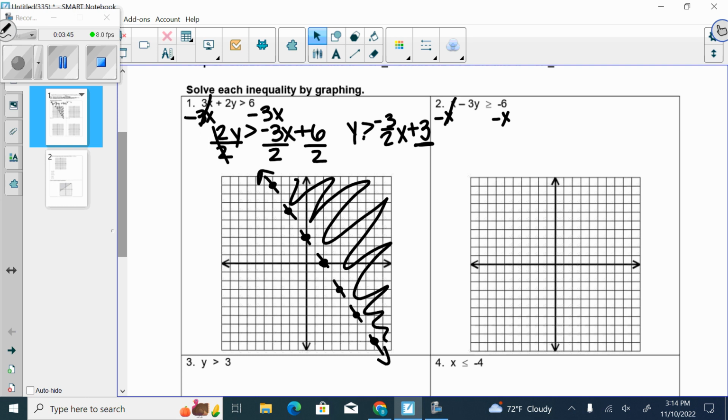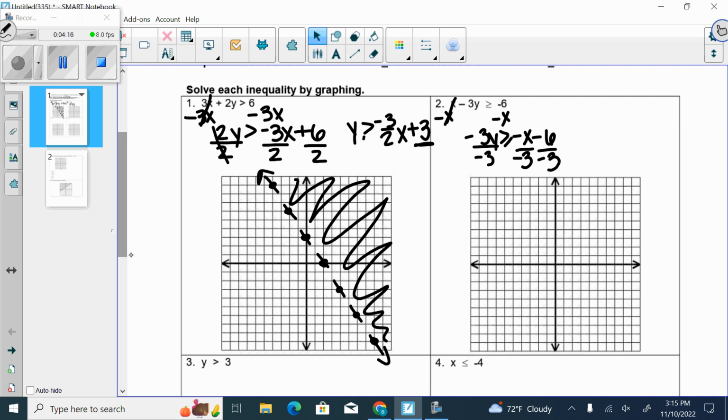So those go away. Now I have negative 3y is greater than or equal to. Can we actually subtract x from negative 6? No, they're not the same. So we keep them separate and you put the x first. So negative x and negative 6. All right, what do I need to do now? Good. So I divide everything by negative 3. Yes, very good.